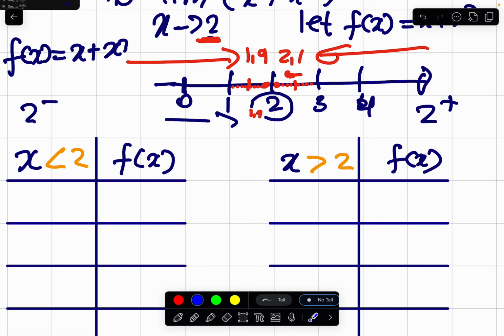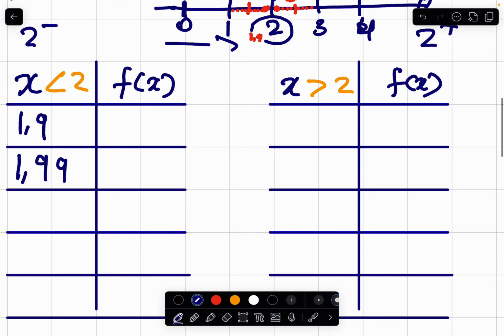What is the first value of x that is closer to 2 here? Exactly here is 1.9. Then you are going to put your 1.9. What is the other value of x that is very, very close, closer than this one? It is 1.99. Remember, 1.99 is closer than 1.9.